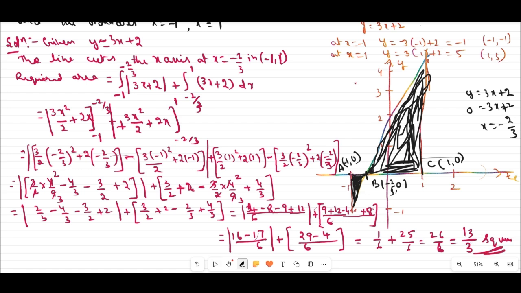See, writing the figure, you will get obviously 1 mark. Finding the points and all, till here you will get 1 mark. Writing the required area properly, 1 mark. Integrating, 1 mark. And getting the final answer as 13 by 3, 1 mark. Even this is also a 5 marks question. Okay, I think you have understood this question.